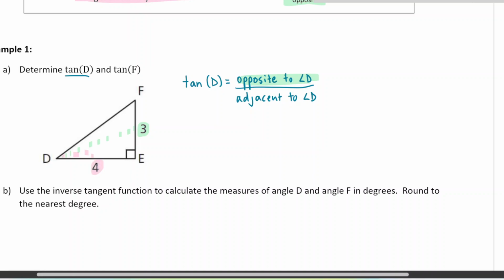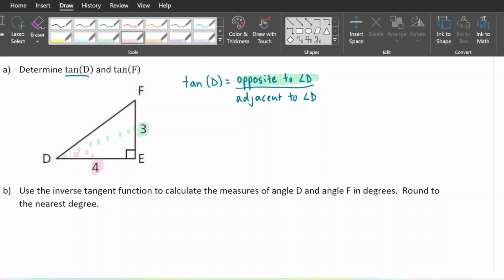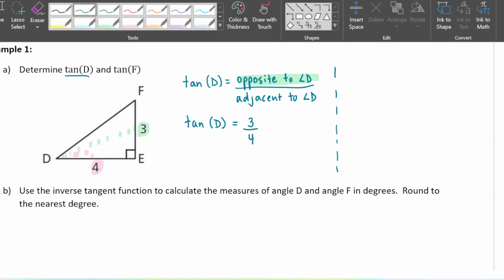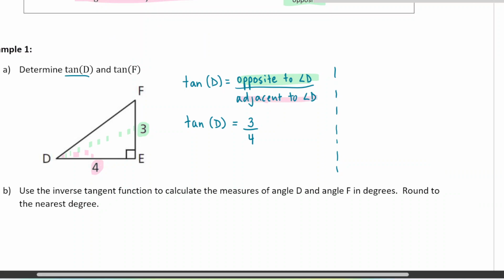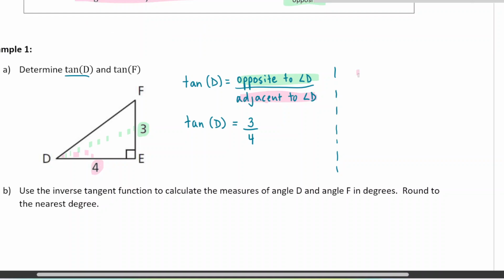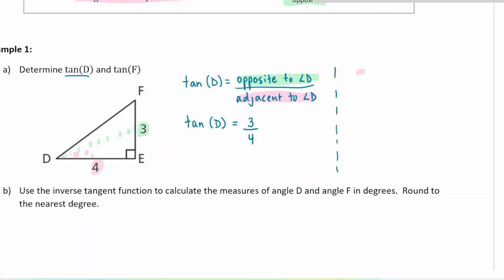So adjacent again means right next to. So if I was going to set up the tangent ratio for D, and we use the word tan, I forgot to say for short, but the full word is tangent. So we call this the tangent ratio for angle D, and it would be the opposite side, which is 3, and the adjacent side, which is 4. Okay, so now let's do the exact same thing. Sorry, I forgot to label my side lengths here. For angle F.